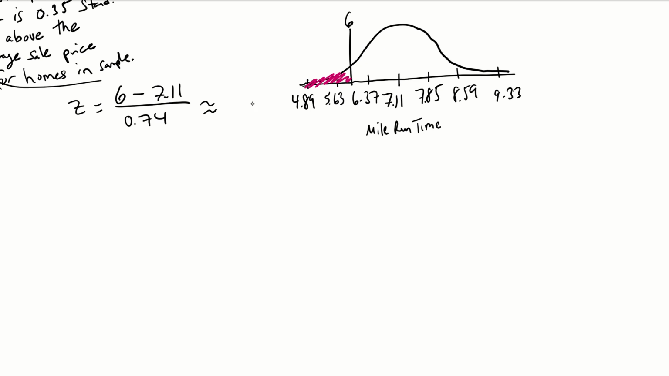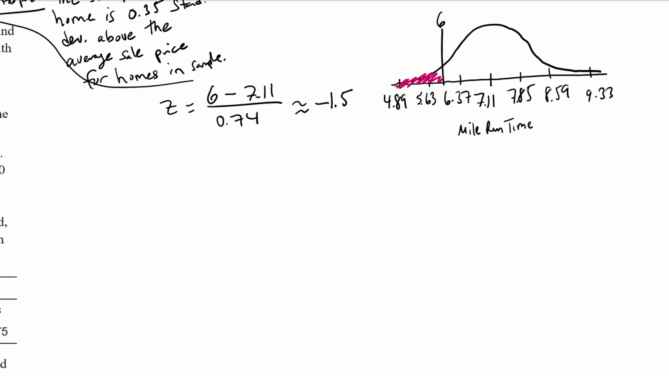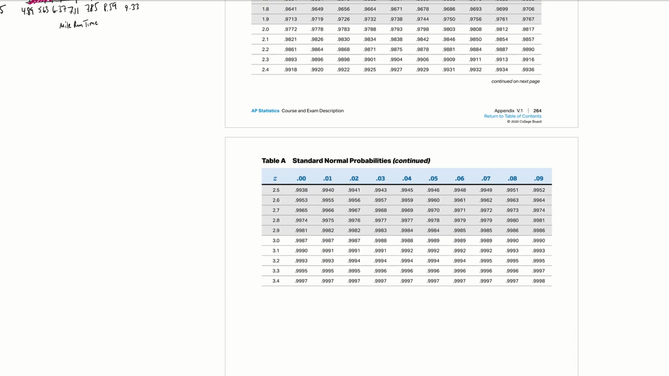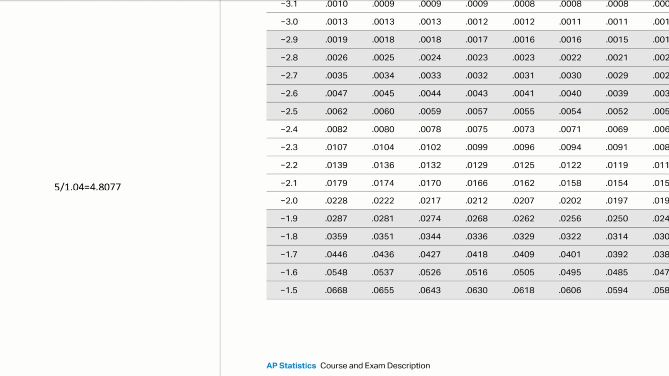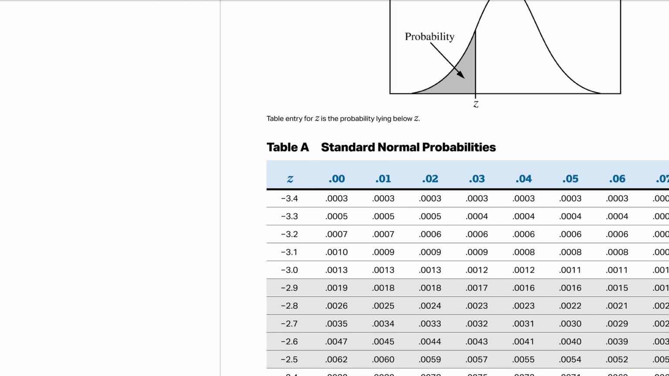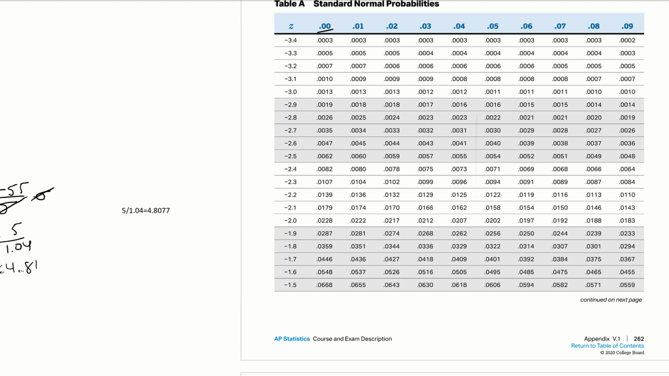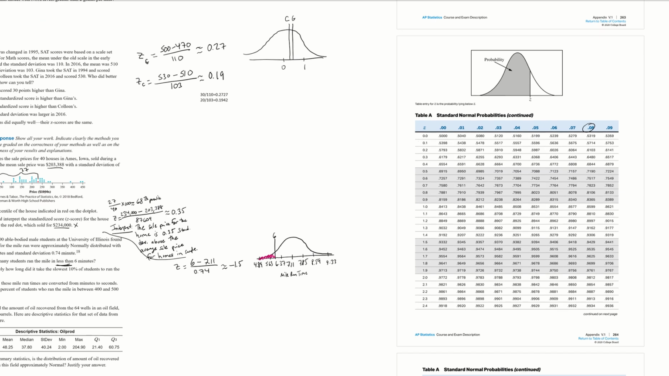And we're calculating the z-score now, so when we calculate the z-score, it's going to be negative 1.5. All right, so now that we got the z-score, we're going to use Table A, and we're going to look up the area. We're going to look up negative 1.5, okay? So that's got to be 0.0668. All right, so there's our area, and this is our area to the left. So 0.0668 is that red area in my graph. So let's use that.